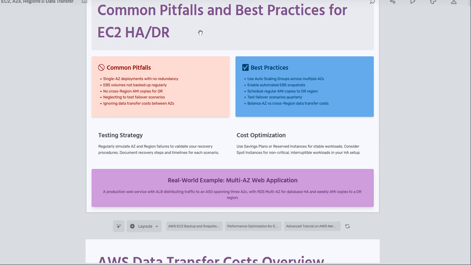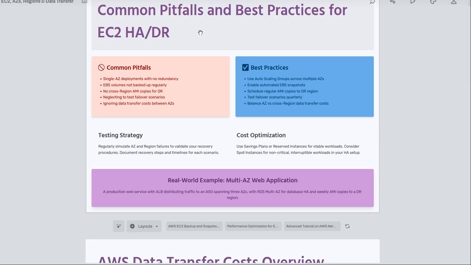Testing strategy: regularly simulate availability zone and region failures to validate your recovery procedures, and make sure you document recovery steps and timelines for each scenario. Make sure they're working. Use savings plans or reserved instances for stable workloads. Consider spot instances for non-critical, interruptible workloads in your HA setup. So think about cost optimization when you are using high availability or disaster recovery, right?